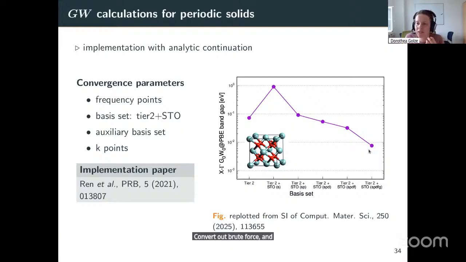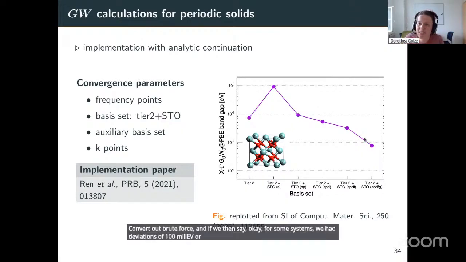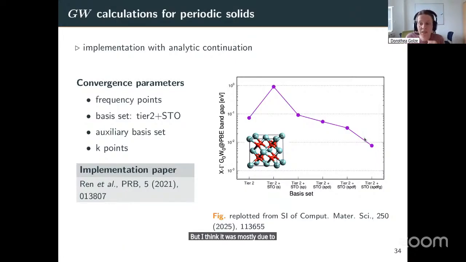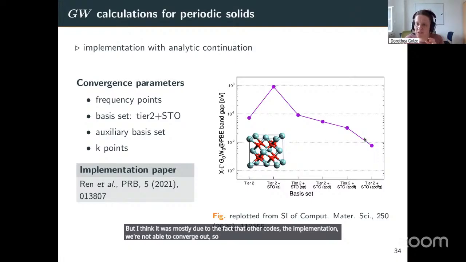And if we then say, okay, for some systems we had deviations of 100 meV or even 200 meV, that's not very satisfying. But I think it was mostly due to the fact that in other codes, the implementations were not able to converge out. So also the convergence is not the same for all systems.